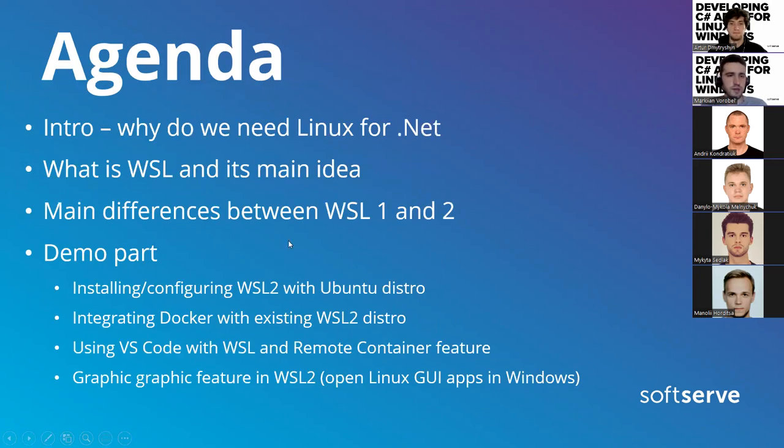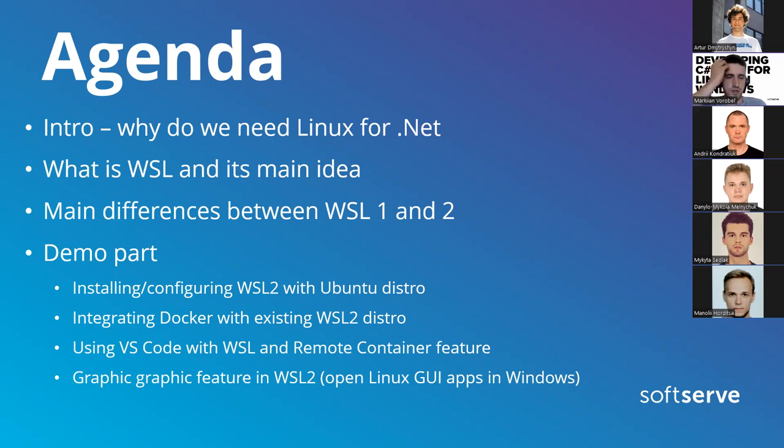So I've created a basic plan of my presentation. First of all, we will talk shortly about why we need to develop .NET for Linux, because as far as it was known, .NET is a Microsoft technology designed for Windows only, and so on. The next topic will be about WSL, its main idea, what it is, what the creators had in mind creating that technology. After that, we'll focus on some differences between WSL version 1 and version 2, and discuss them. We'll speak about the basic architecture of the two versions of WSL.